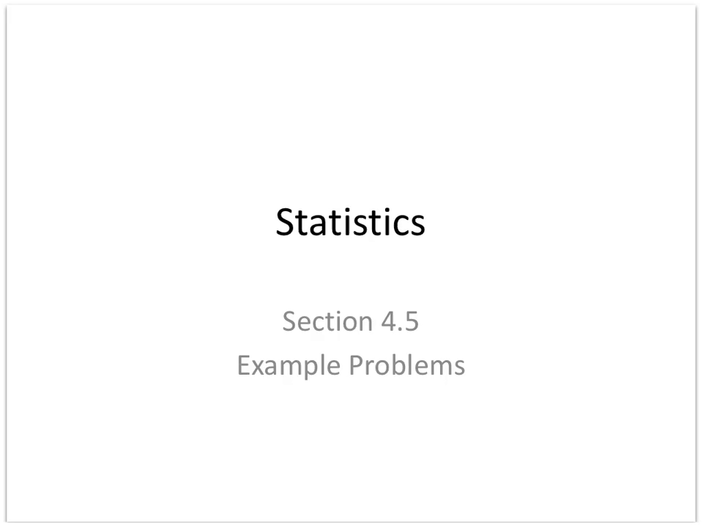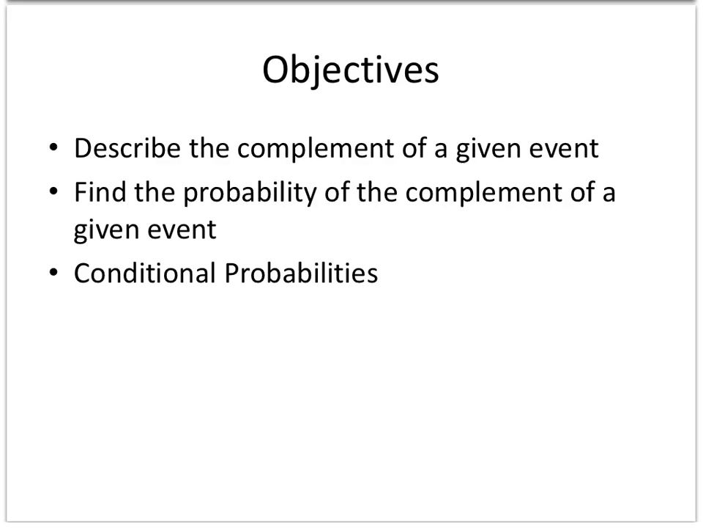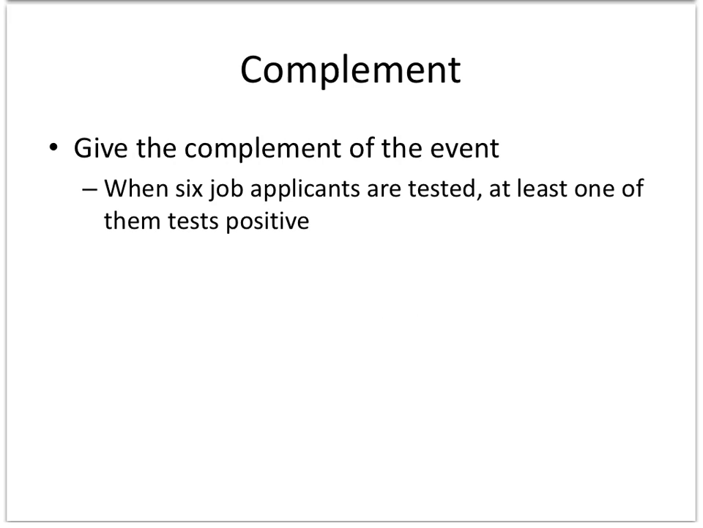All right, let's look at some problems from section 5 where we're going to describe the complement of a given event, find the probability of the complement, and then look at a case. So give the complement of the event: when 6 job applicants are tested, at least one of them tests positive. You can think of the complement as the opposite.